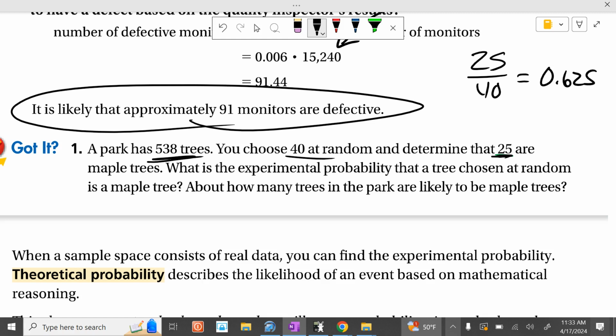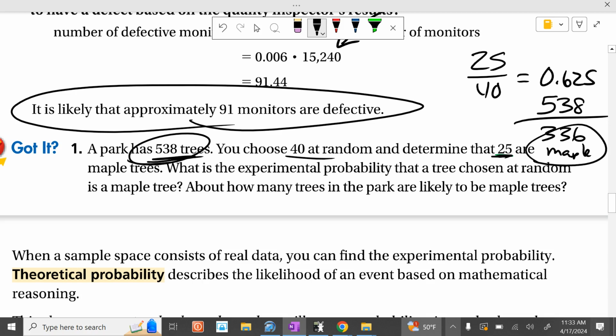0.625. So if there are 538 trees in the park, if we take 0.625 times 538 trees, we can find about how many trees are maple trees. So what's 0.625 times 538? 336 point what? So about 336 of them are maple trees. Okay? About. That's not exactly, but that would be about.